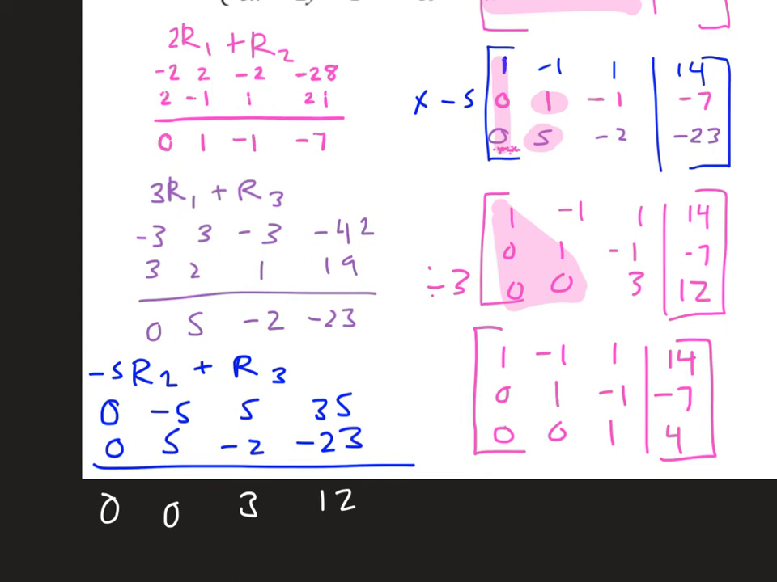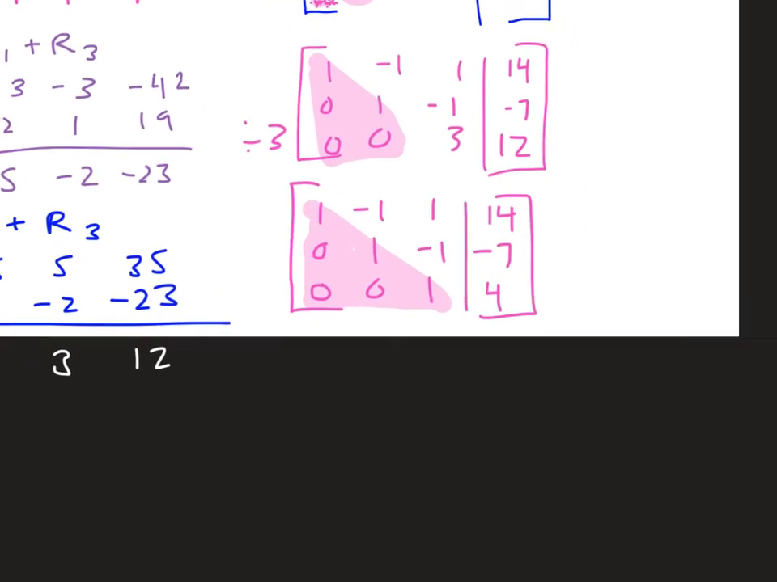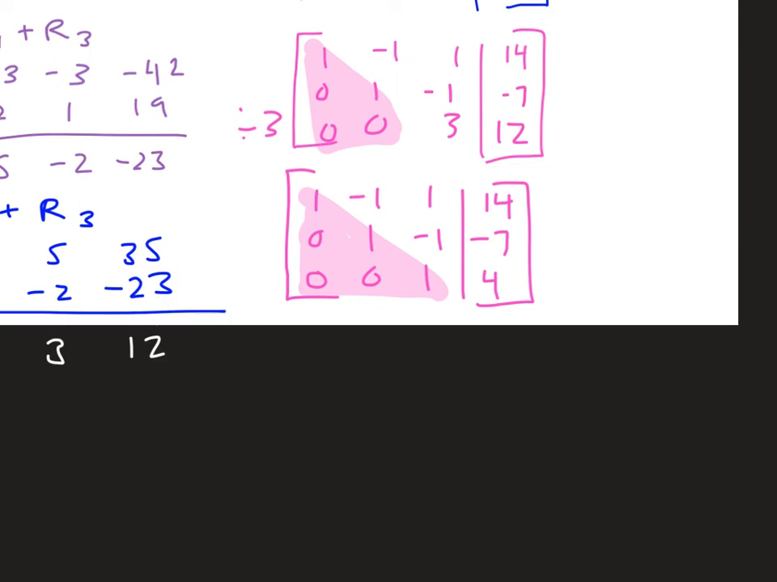So now I have my diagonal of 1s and 0s underneath. So that's exactly what I was looking for. Once I get here, I can plug it back into my system of equations and do back substitution. So I have x minus y plus z is equal to 14. Y minus z is equal to -7. And z is equal to 4. So just a reminder, these are your x's, these are your y's, these are your z's, these are your answers.